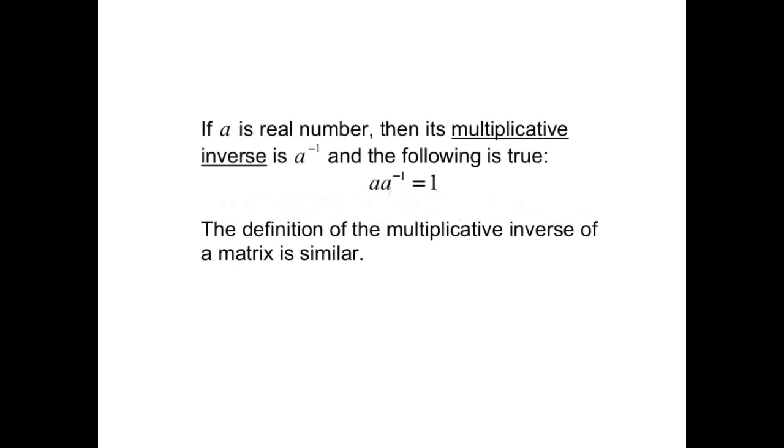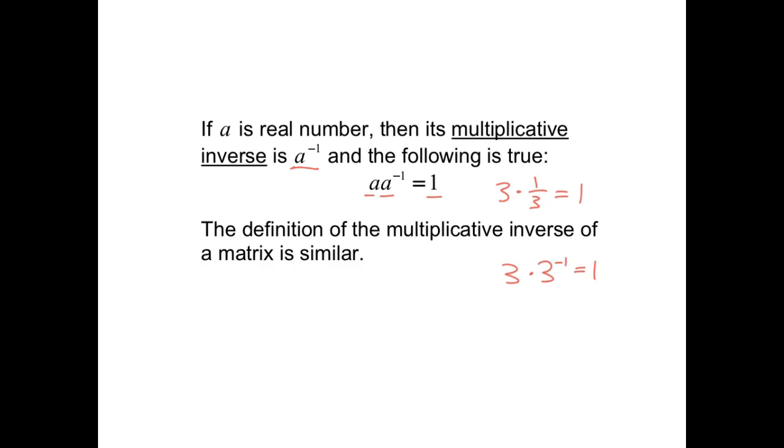If you have a real number A, then its multiplicative inverse is A inverse, and the following is true: A times A inverse equals 1. So for example, 3 times the multiplicative inverse of 3, which we usually write like this, equals 1. I could also write that as 3 times 3 inverse equals 1.